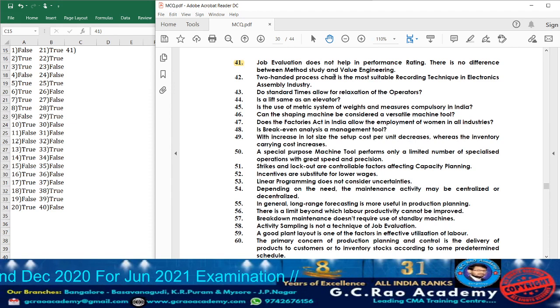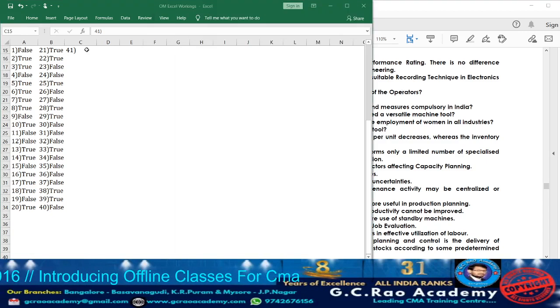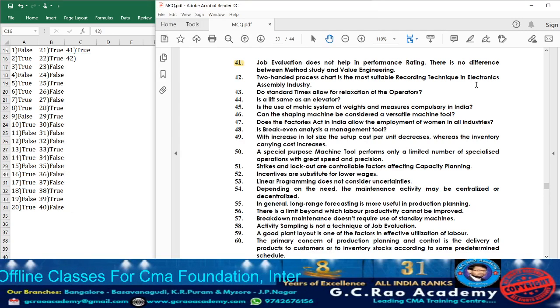Usually in method study, they are going to analyze the various methods performed in the organization, whether they are efficient or not. Inefficient methods they try to eliminate. In value engineering also, they analyze each and every process of the organization, and whatever unnecessary processes there are, they try to eliminate them. That is value engineering. So accordingly, we can say there is no difference between method study and value engineering. So statement 41, whatever they have given, it is true. Now moving on to statement 42.